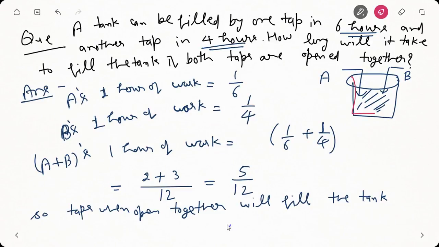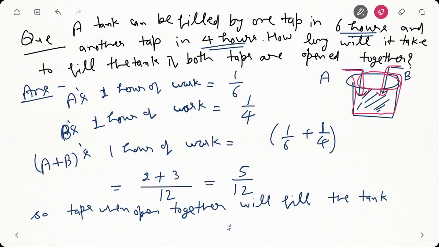So this is your tank, and there are two taps which are filling the tank. Alone A can fill this tank in 6 hours, alone B can fill this tank in 4 hours. But if both taps are open at the same time and filling the tank, then how much time will they take to fill the tank?